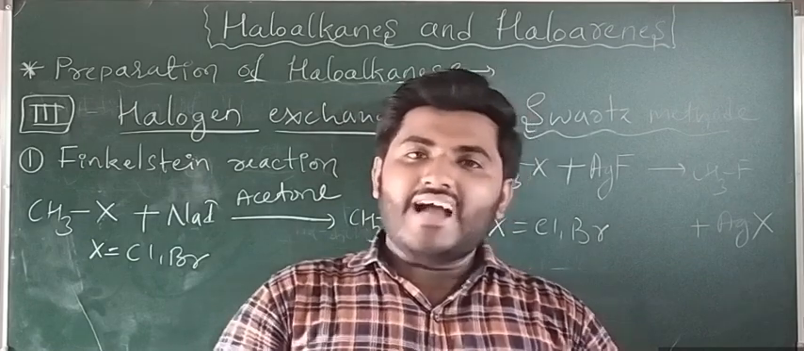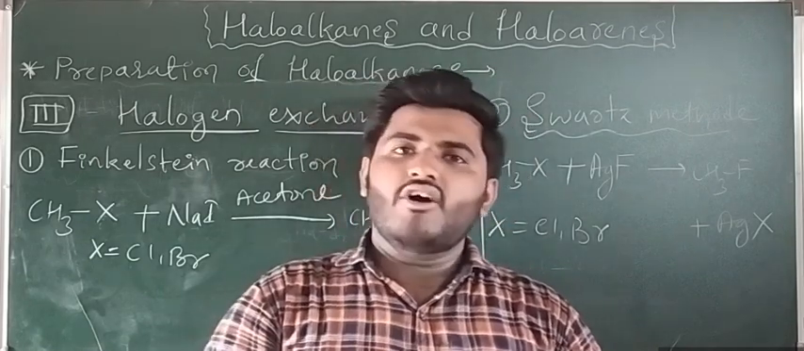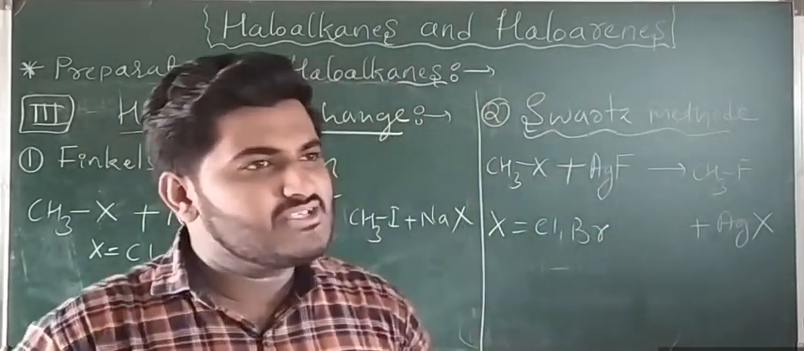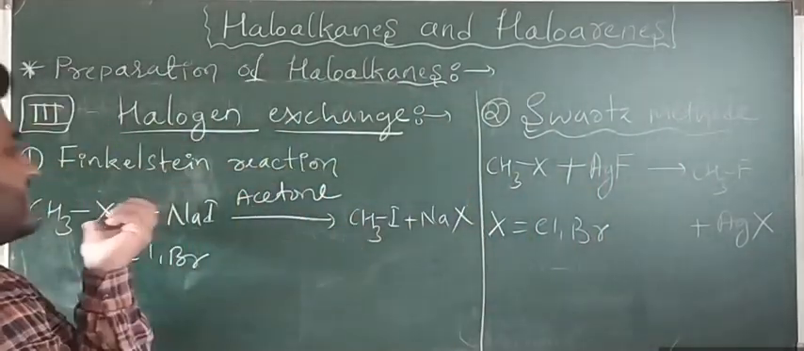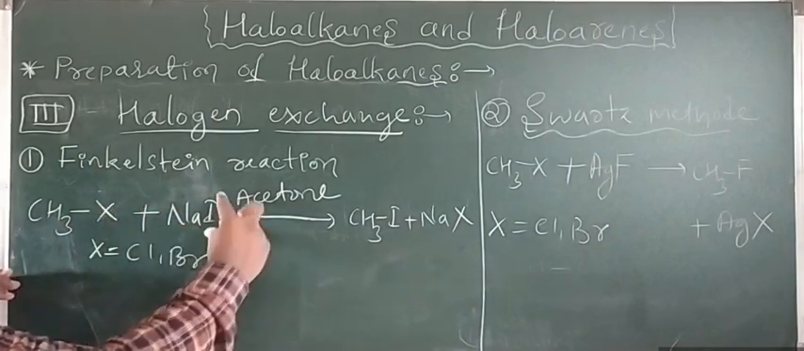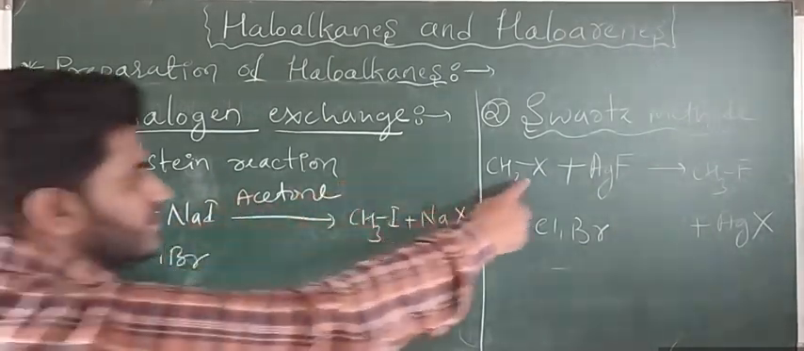Again, using alkene, addition of hydrogen halide, addition of halogen. So that third method is from halogen exchange. In halogen exchange, the alkyl halide itself is taken and we just exchange this halogen with iodine, and this halogen with fluorine.